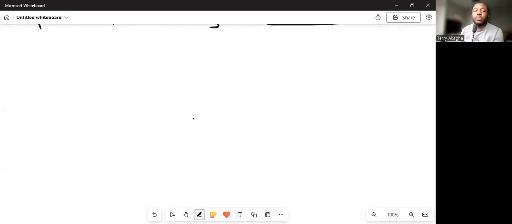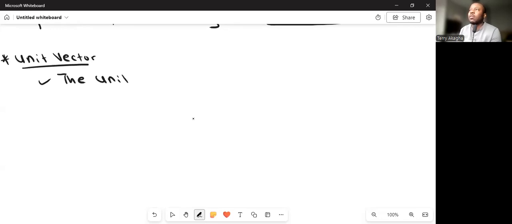And for the unit vector for the third axis, which is the z, we call it k. So the unit vector for the z component. If you remember, the x was i, the y was j, right? But for the z, it's going to be k.